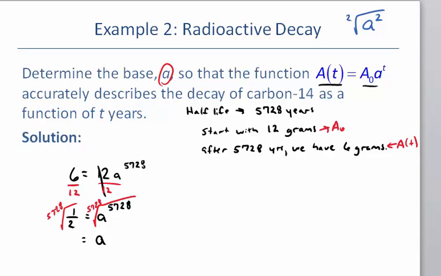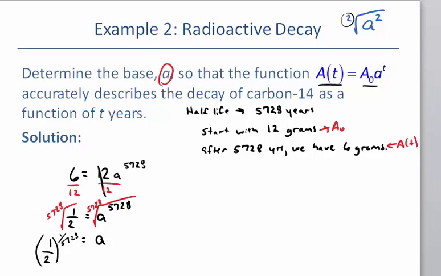Now, the easiest way to put that in your calculator is to put it in as an exponent. So if you'll put it in as 1/2 raised to the 1 over 5728 power. And again, remember that that can be done because if you've got a square root, that's the same thing as a 1/2 power. It's 1 over whatever your root is.